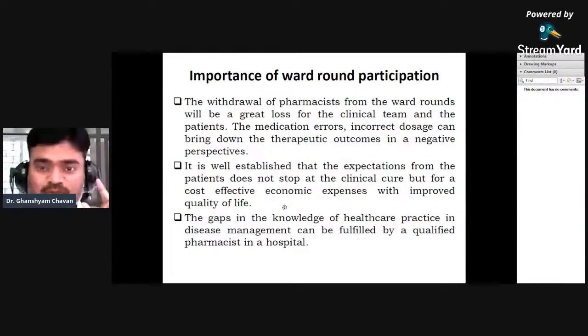Also, pharmacists can stay in touch with the patients. They can give them information, suggestions, and advice on what to avoid so that in future there is no relapse or recurrence of that disease. They can educate the patient by doing these things so that economic loss will not occur in future. The gaps in the knowledge of healthcare practice in disease management can be filled by the qualified pharmacist in the hospital.